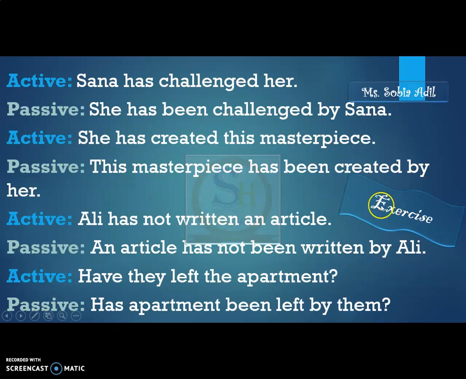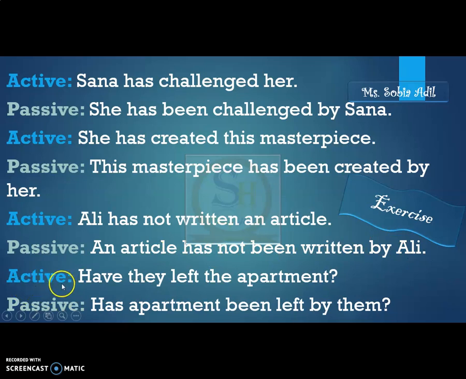Now here is an exercise for you. Let me read it for you. Number one is active: Sana has challenged her. Passive is: she has been challenged by Sana. Number two is active: she has created this masterpiece. Now the passive is: this masterpiece has been created by her. Number three is active: Ali has not written an article. Now this one is the negative one. You are to change it into negative. Passive is: an article has not been written by Ali.